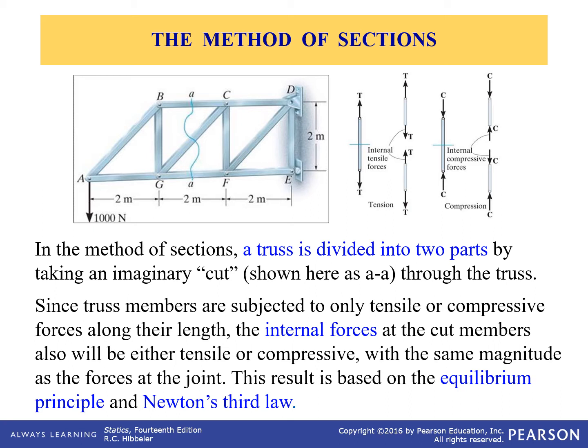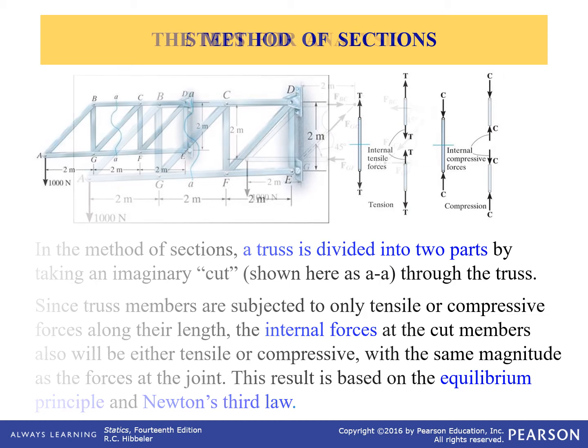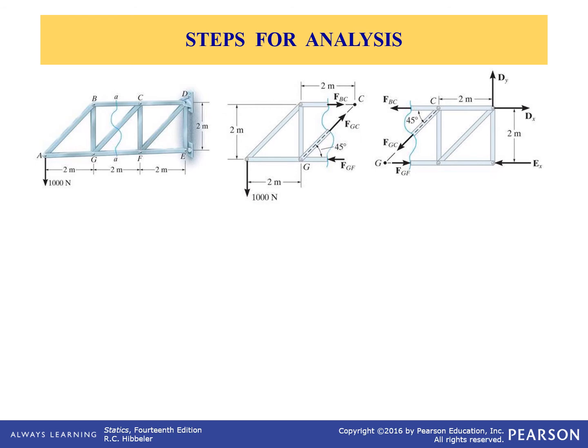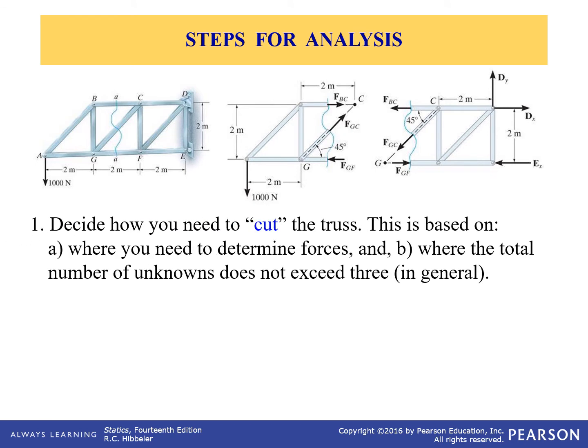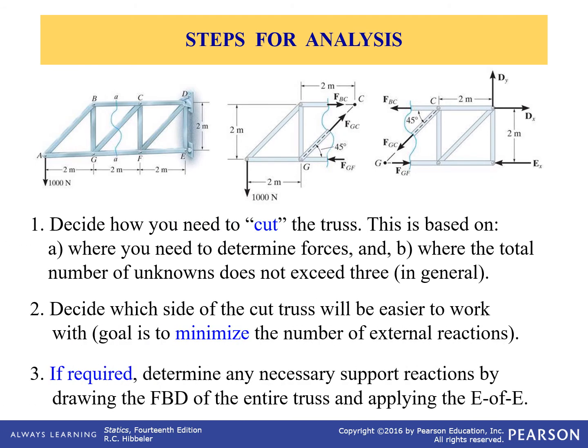Essentially, what method of sections allows you to do is cut the truss along a line that bisects the members that you're looking for the force in. Take those forces that you've cut and represent them as a force, since it's a two force member, and we can solve the problem. So what do I mean? Glad you asked.